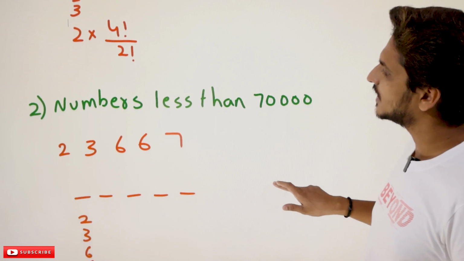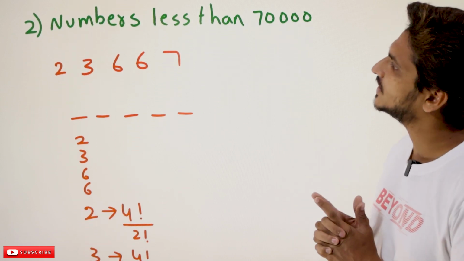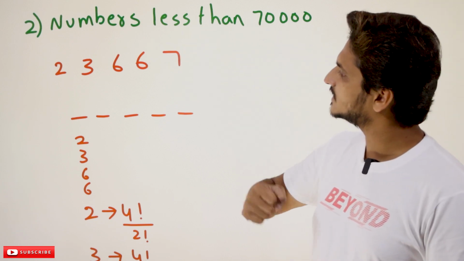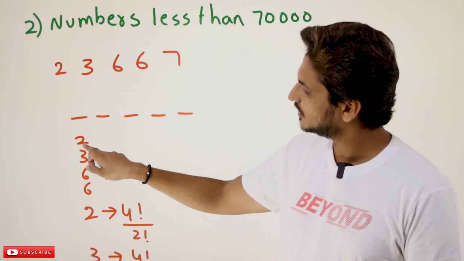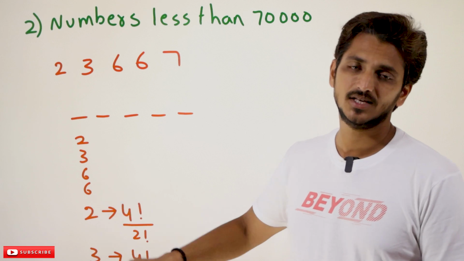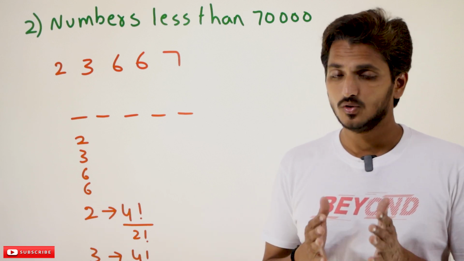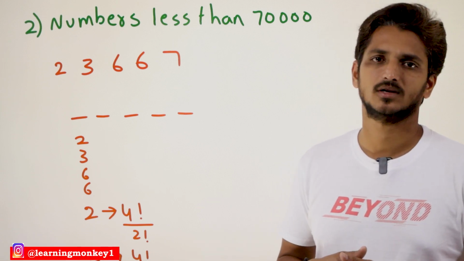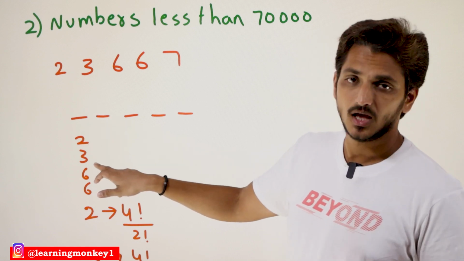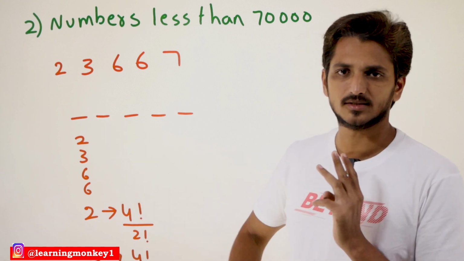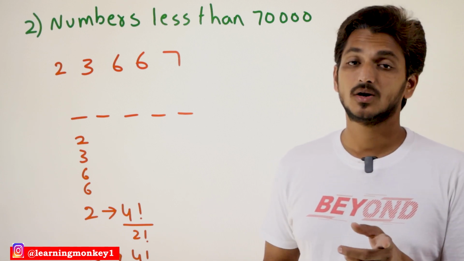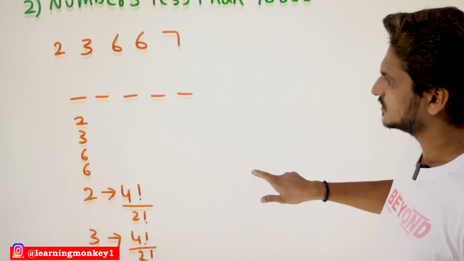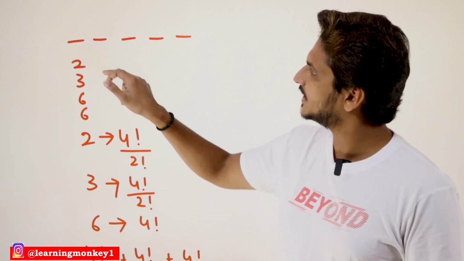Coming to the second example, a similar example, but with the repetition as a separate case. Numbers less than 70,000. To get numbers less than 70,000, you can place 2 here, you can place 3 here, you can place 6 here. Even though 6 is available 2 times, you have to place it only 1 time because both are the same. Whichever 6 you place, it won't affect. So the first position can be filled with 3 numbers, 2, 3 and 6. But 6 is a separate case, because 6 has repetition. So do it separately.